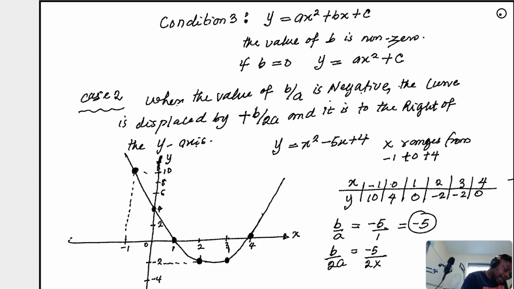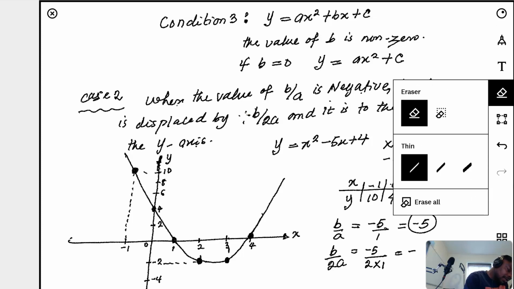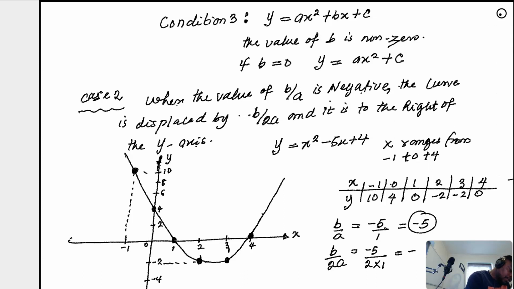My a is 1. Yes, my a is 1. That will be minus. Oh, sorry. It is displaced by minus b over 2a, not plus here. So that is a mistake. That should be minus. Okay, minus b over 2a.